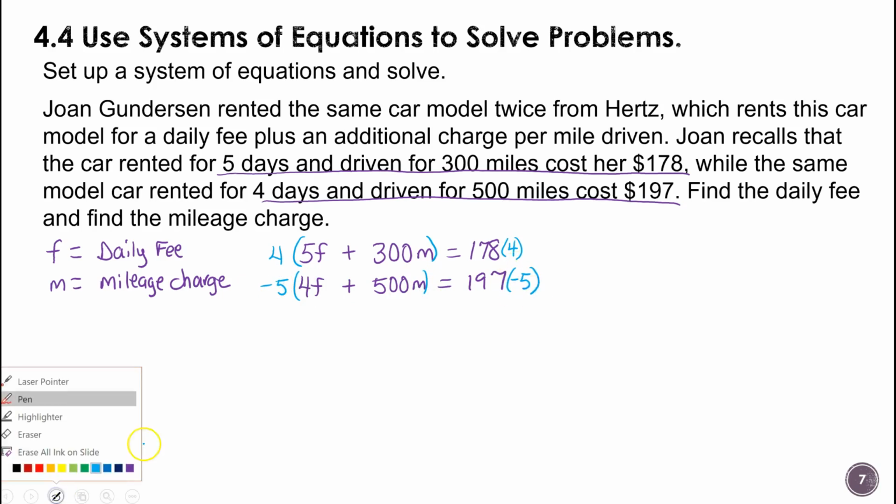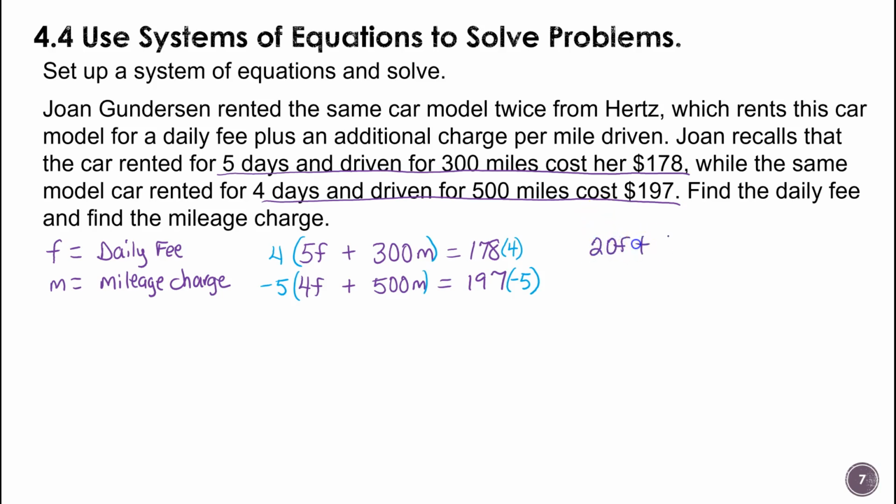Now we need to rewrite both equations. And so I'm just going to rewrite them below. Sometimes I end up way over on one side. Okay, so we're going to have 20F plus 1200M equals 712, right? And then negative 20F minus 2500M, and that equals negative 985. Notice all of the numbers in this equation became negative.